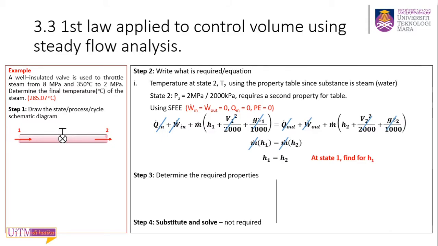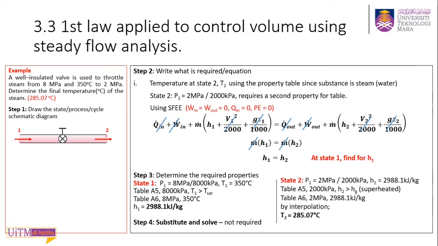So for step 3, at state 1, determine the specific enthalpy. Remember to check for the phase. So at table A5, 8000 kilopascal, when we compare temperature at state 1 to the saturation temperature, we can see that it is greater, therefore the phase of the substance is in the superheated region. So by using table A6, at 8 megapascal, 350 degrees Celsius, we can read for the value of h1.